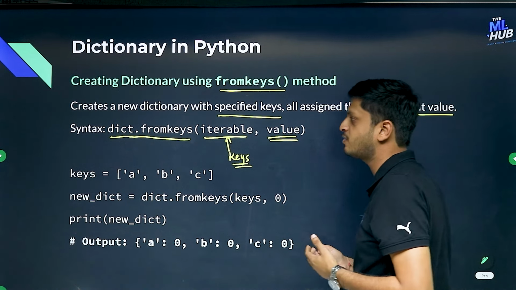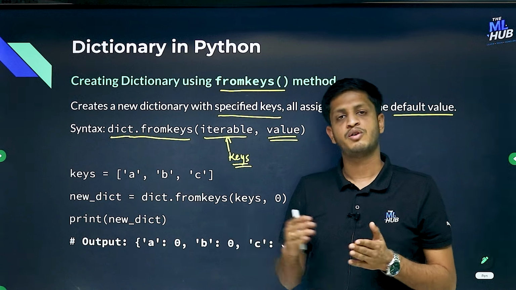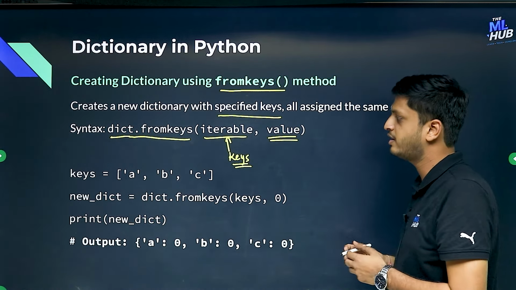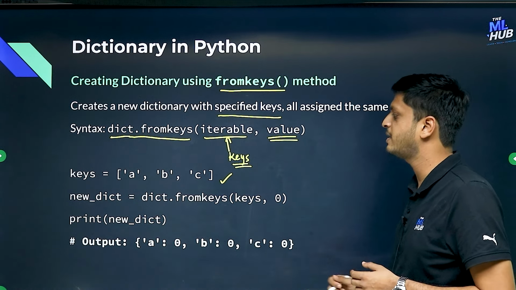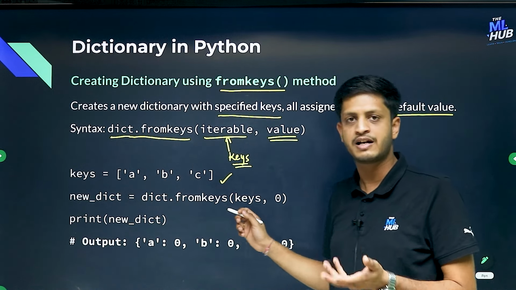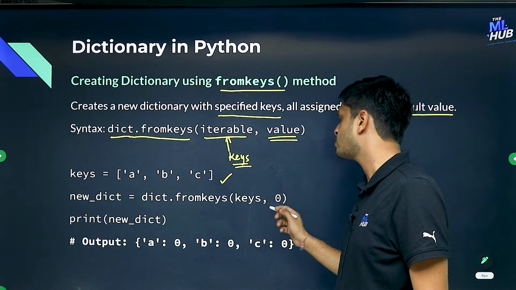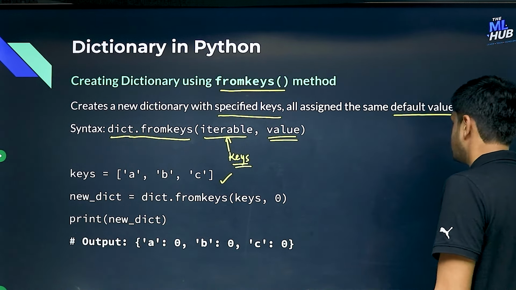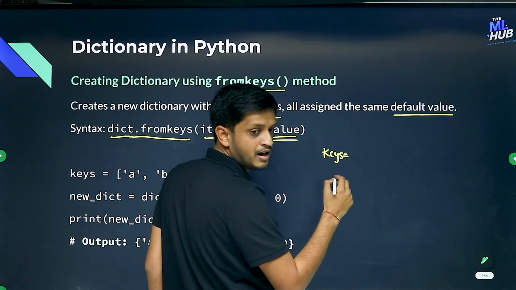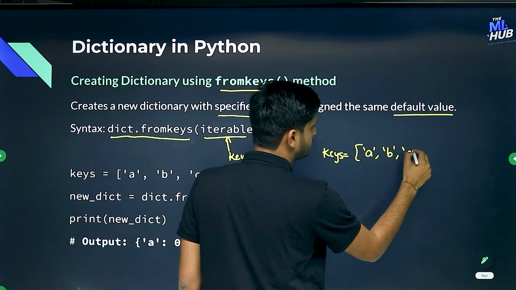So if you have a use case in which you want to initialize a dictionary in such a way that all the keys have the same value, and you have all the keys present in a list or something, then you can use the fromkeys method. Here let's say the keys are string A, string B, and string C. I have stored them in a keys variable. It is a list. List is an iterable. So if you write new_dict is equal to dict.fromkeys(keys, 0), here the keys list is an iterable and it contains elements string A, string B, and string C.